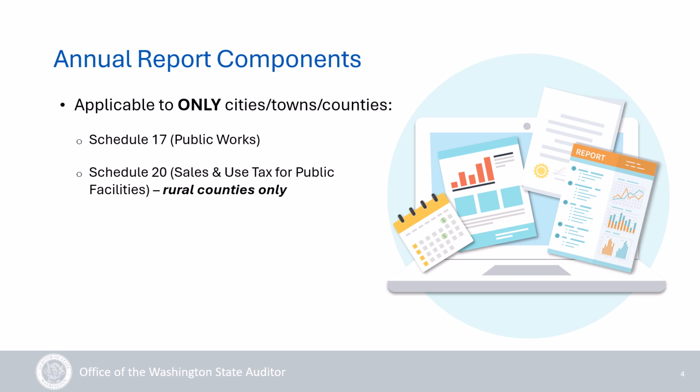Then we have the Schedule 20, which is required for rural counties only, and this is also driven by RCW, which is why the guidance and criteria is based on what is written in those RCWs. This schedule is used to summarize the use of sales and use tax resources on public facilities and demonstrates compliance with the state law. Since these schedules only apply to a small number of governments, we won't be going into further detail on these for the purposes of this training.